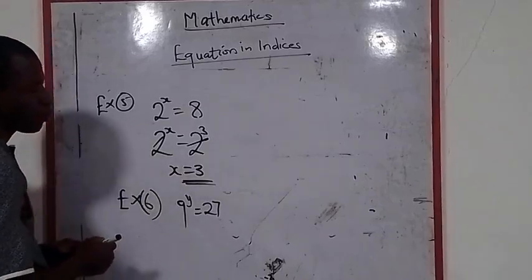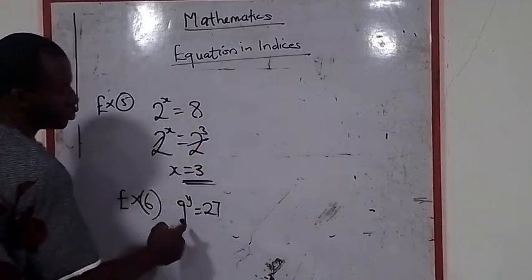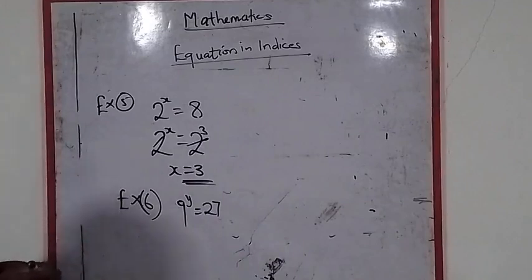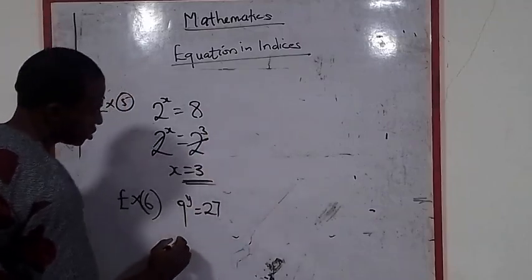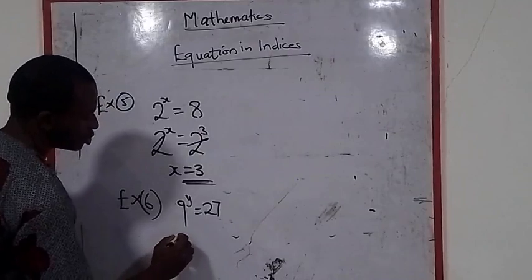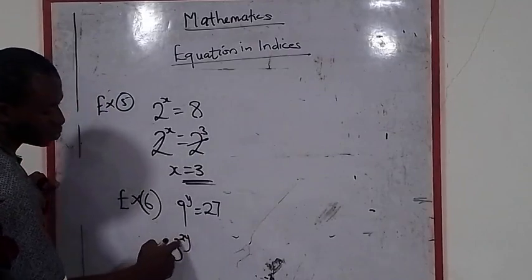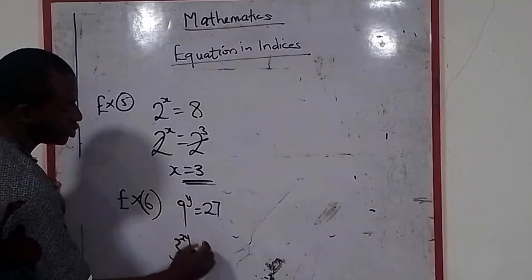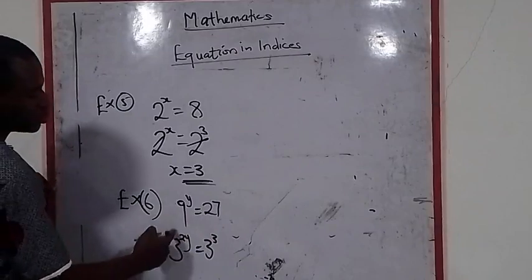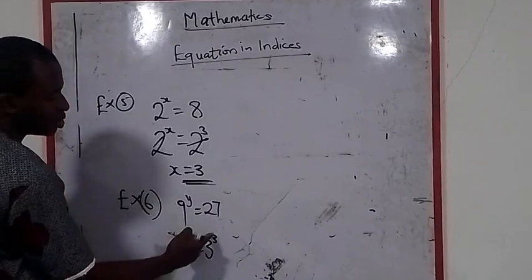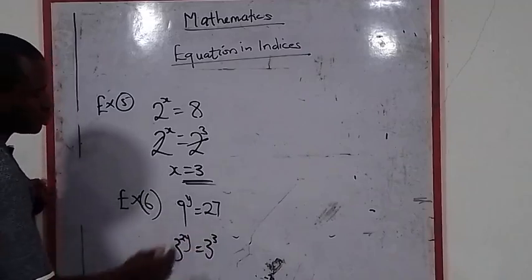Now, what we have here is that we are going to raise this in such a way that both of them will have the same base. And the only way we can do that is to say 3 raised to the power 2y, that is 3 raised to the power 2, the y was there before. And this one is 3 raised to the power 3. 3 raised to the power 2 is actually 9. 3 raised to the power 3 is actually 27. So that is where we are coming from.